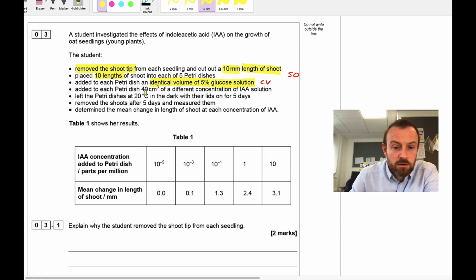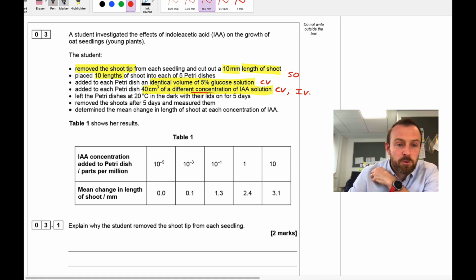Added to each petri dish 40 centimeters cubed of a different concentration of IAA solution. So the control variable is the 40 cm cubed, and then the independent variable, the thing we're changing, is the concentration. So that's the CV and an IV. Left the petri dishes at 20 degrees C. Again, control variable. In the dark, control variable, with their lids on for 5 days. Lots of control variables here. This is looking like a pretty good method. Removed the shoots after 5 days and measured them. Determined the mean change in length of shoot at each concentration of IAA.